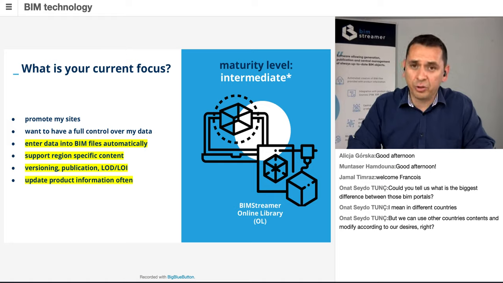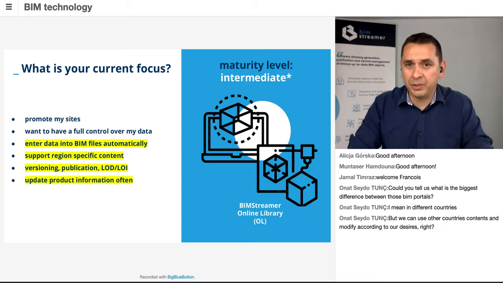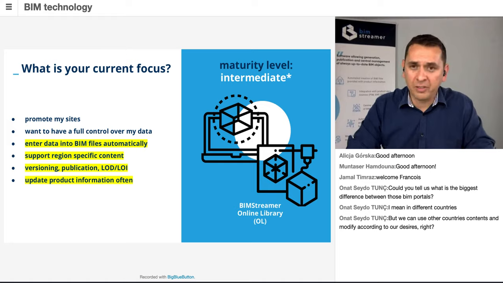The other thing is the versioning and supporting different LOD and LOI, levels of detail and information. We discussed the LOD in the previous lecture, so let's say we will skip that part. But versioning is quite substantial, especially if we would like to make it possible, especially for the facility managers, to use some historical data to create, for instance, digital twins of the object.